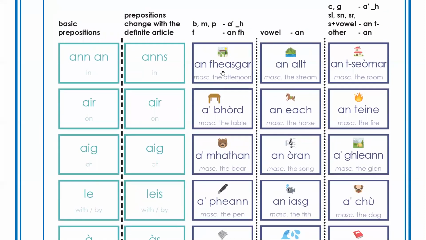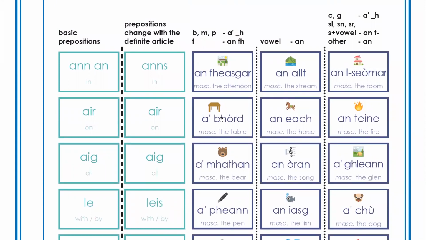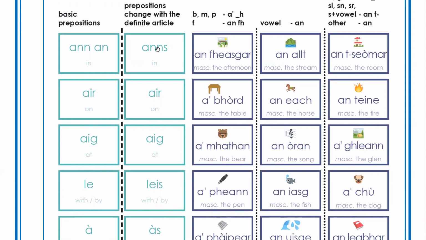Then we also see how the nouns themselves have changed. So in the column that was previously B, F, M, F, and P, we see now that actually F is doing its own thing. It takes an and then fh, the F lenites. B, M, P, it's a' plus an h, which as we'll see is the same for C and G now. So C and G have joined this group. Previously we had am fiasgair. Now we have an fhiasgair. An fhiasgair. And remember FH is silent, so we say an iasgair, as if it starts with the I rather than the FH. The FH drops.